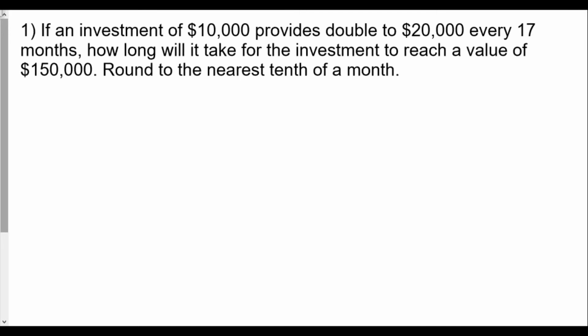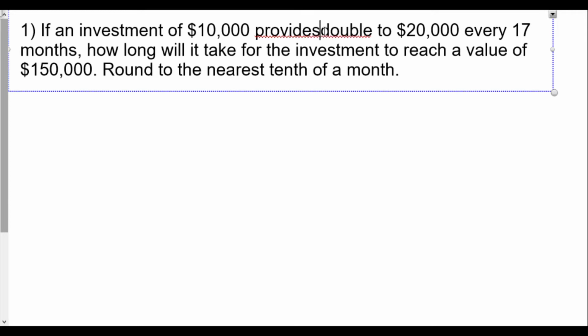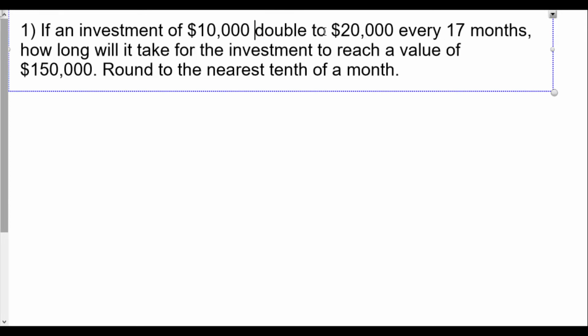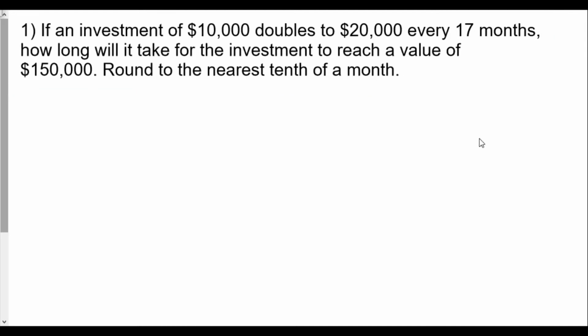All right, so we'll begin with this question. If an investment of $10,000 doubles to 20,000 every 17 months, how long would it take for the investment to reach a value of $100,000, rounded to the nearest tenth of a month? It should be doubles, so I have to fix that.